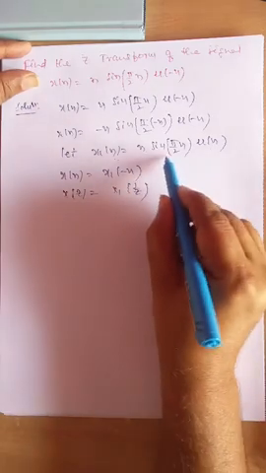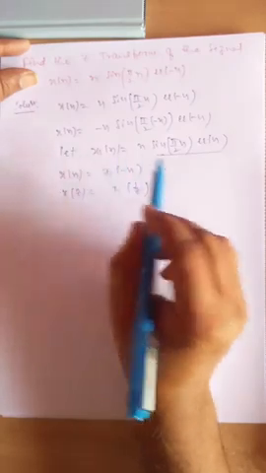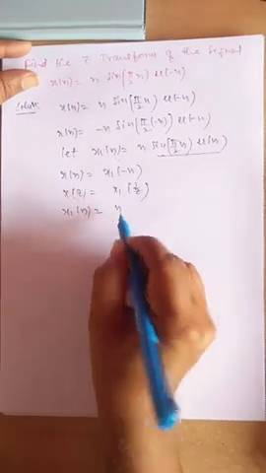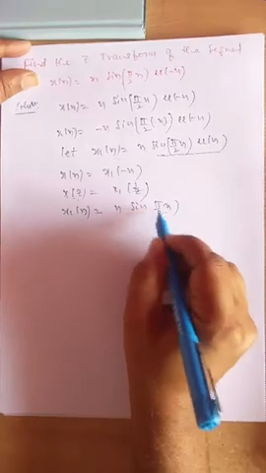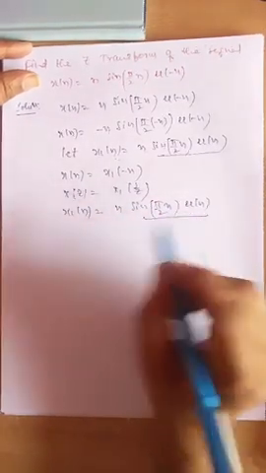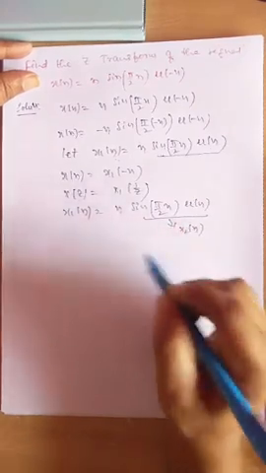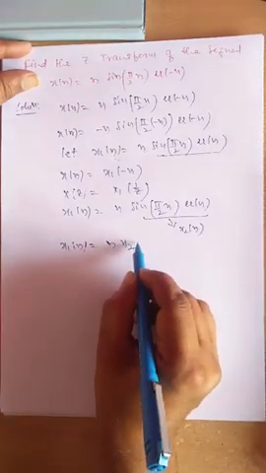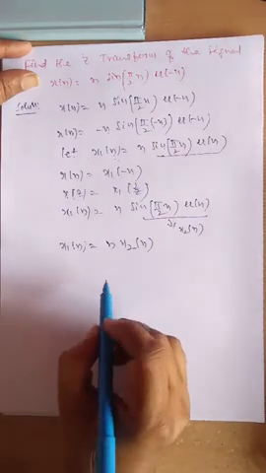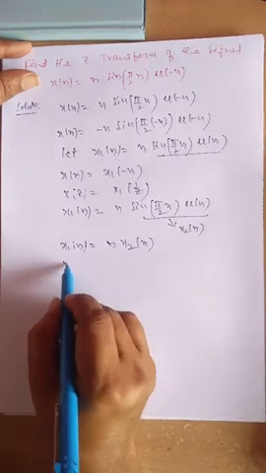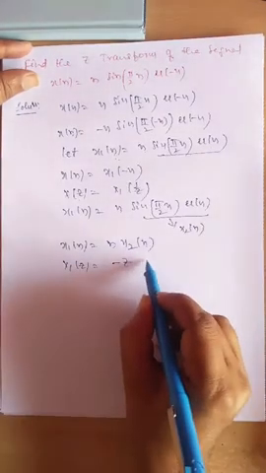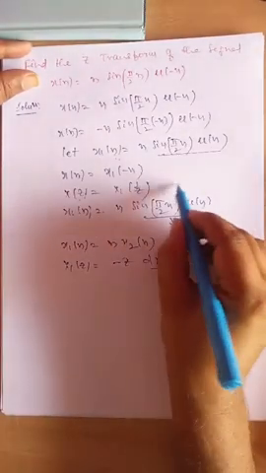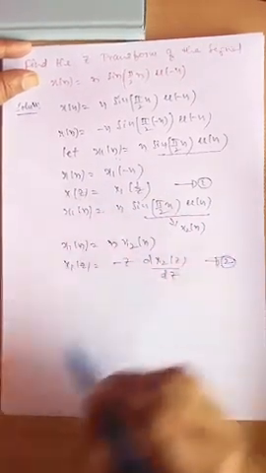In the x1 of z, let us do some modification here. x1 of n is equal to n sine of pi by 2 into n, into u of n. Let us take the term sine of pi by 2 into n, into u of n as x2 of n. Then we can write x1 of n is equal to n into x2 of n. Using the differentiation in z domain property, I can write that x1 of z is equal to minus z into the differentiation of x2 of z. This is equation number 1 and this is equation number 2.